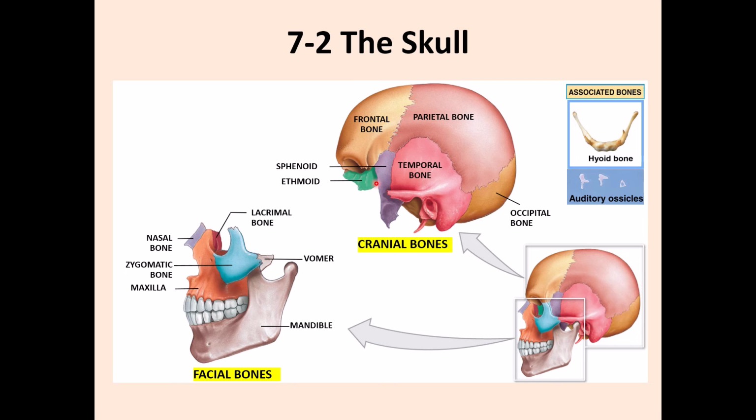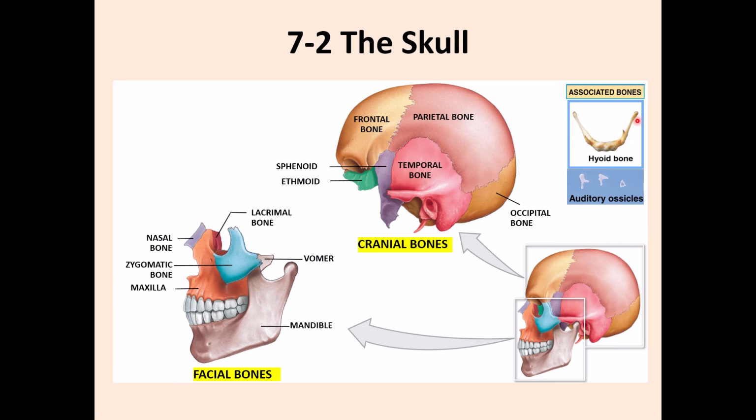The cranial bones. The frontal bone is not paired. The parietal bone is paired, and the occipital bone is unpaired. So frontal is unpaired, parietal is paired, and occipital is not paired. The temporal bone is paired, one on each side, and the ethmoid and sphenoid bones, these two bones are not paired, they are just single.